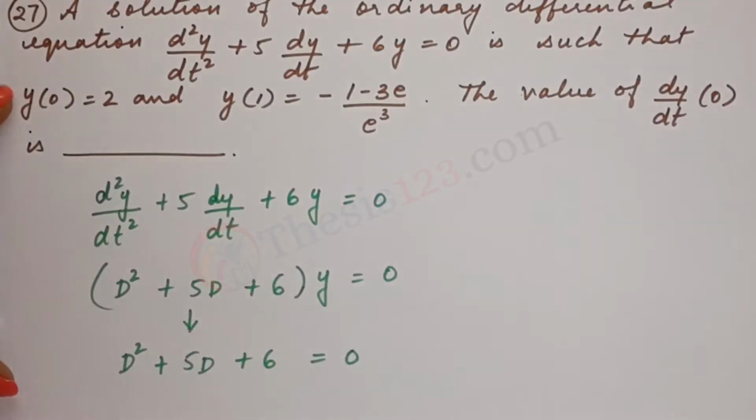Now we can solve this using either grouping the factors or by using the quadratic equation formula. Either way, you will find two values of D. The roots are -2 and -3. Now I leave that part to you. Next, we write down the general solution.